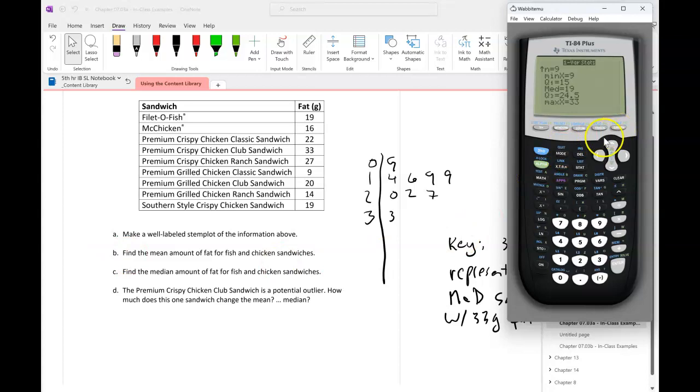All right, the mean for fish and chicken. Do I need to do the mean on the calculator for this? I would not. Because what do you notice? Oh, I guess these are all fish and chicken sandwiches. Never mind. Just regular old mean from the thing that we already did, right? Everybody's okay there? And the median, we got that also. And then the premium crispy chicken sandwich is a potential outlier with its 33 grams of fat.